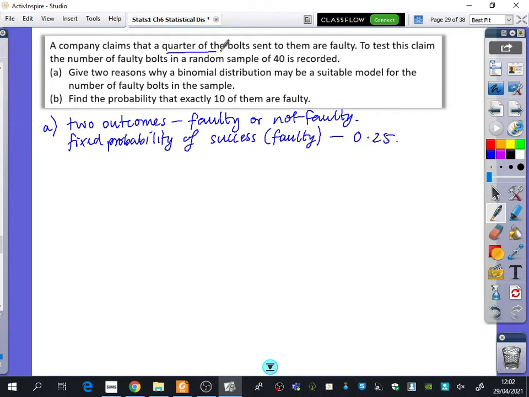The other one we could have mentioned is that there are a fixed number of trials, and we guess that they're going to be independent. But if it's in a factory, they might not be independent. There might be a machine that's broken. So I think these are probably a good one to do.